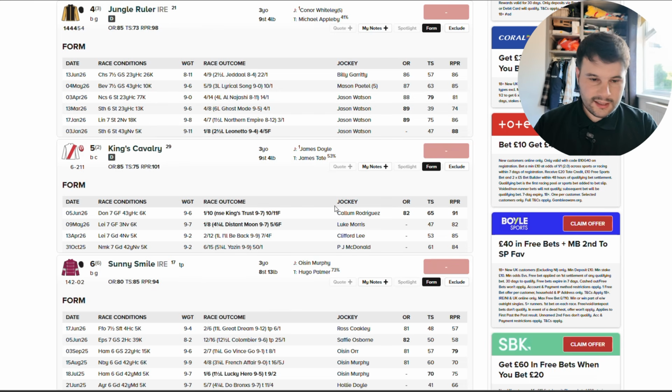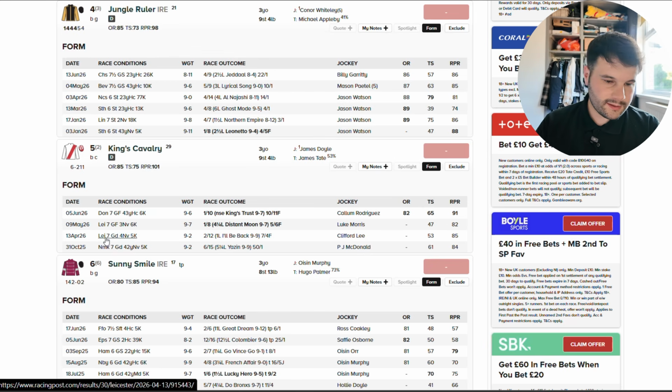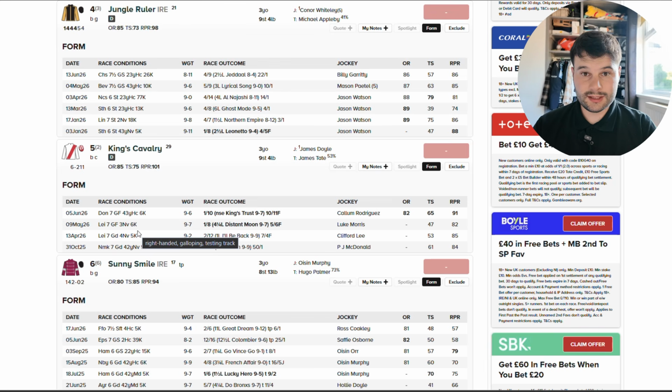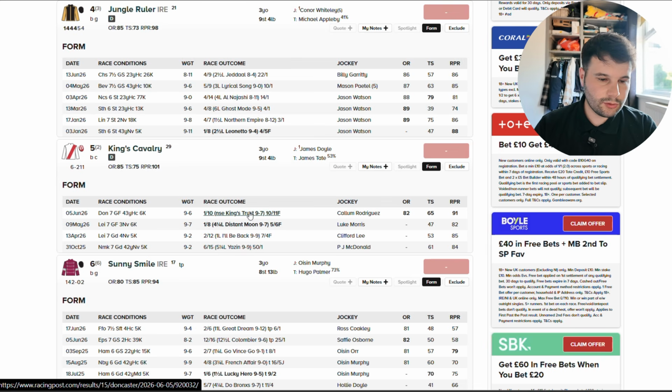Horse number 5 then, King's Cavalry for the two Jameses, James Doyle and James Tate. So quite a lightly raced horse, this one, but he could be progressive. All of his runs have come over 7 furlongs. He's had 3 starts this season, 2 at Leicester, which, as I've mentioned, is a stiff finish, a straight 7 at Leicester, whereas Sandown don't come round a bend, but like I said, I wouldn't have thought that would make too much difference.